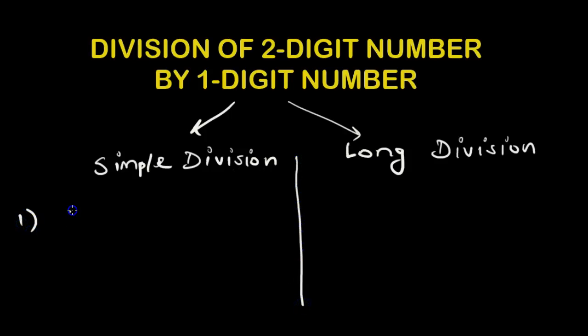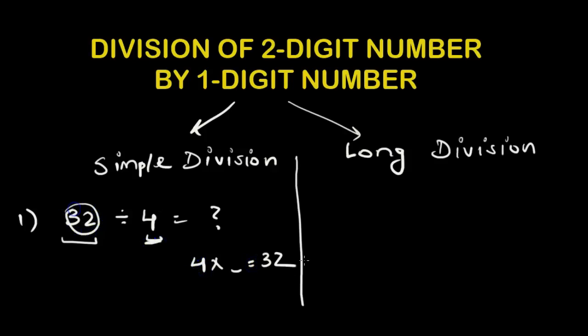Let's say we have to divide 32 by 4. We know this is a 2-digit number and this is a 1-digit number. Now we want to find an answer for this. In simple division, we just think what multiplied by 4 would give us 32. Or, 32 comes in the table of 4 at what spot? So we know 4 times 8 is 32.